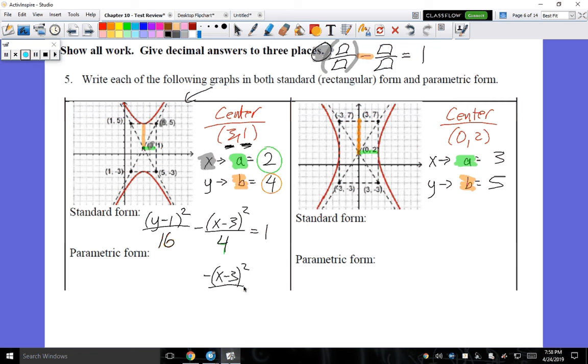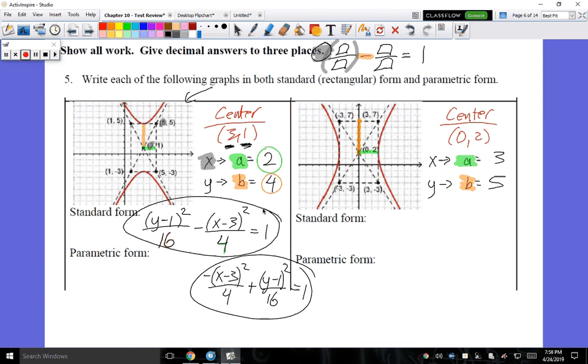A negative x minus 3 squared over 4 plus a y minus 1 squared over 16 is equal to 1. Guys, these two are the same, okay? And just remember, whichever one has the positive sign, so positive y, that's why it's saying that it's going to be looking up and down. Whatever one has the positive sign will tell you with hyperbolas what direction it's going to be looking.